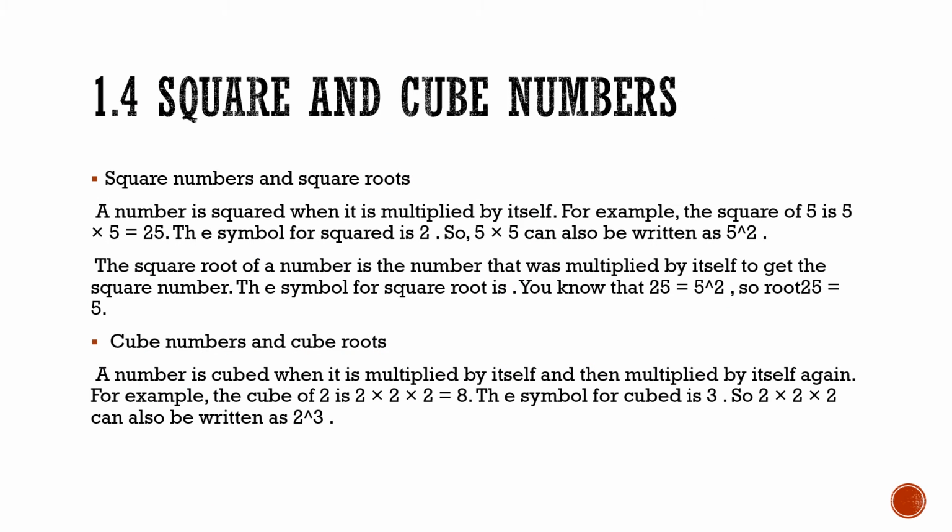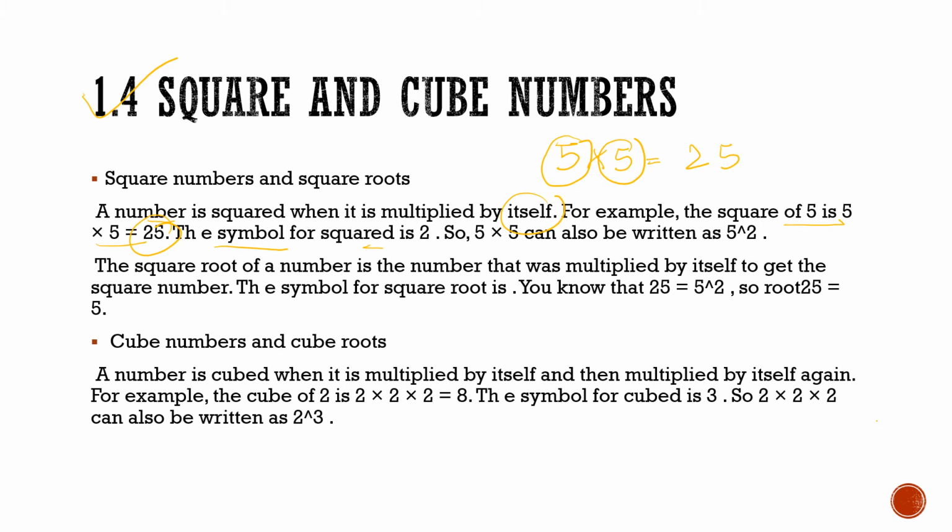Let's look at square and cube numbers. A number is squared when it is multiplied by itself. For example, the square of 5 is 25. 5 times 5 is 25. As we said, square is when you multiply a number by itself.